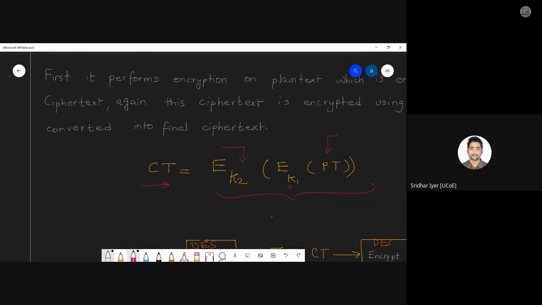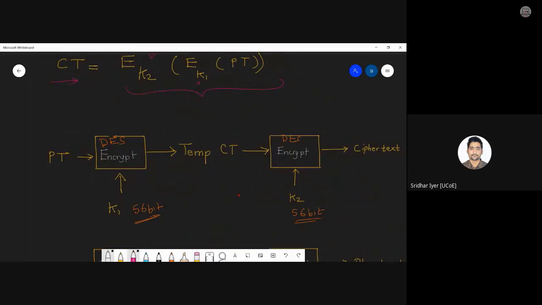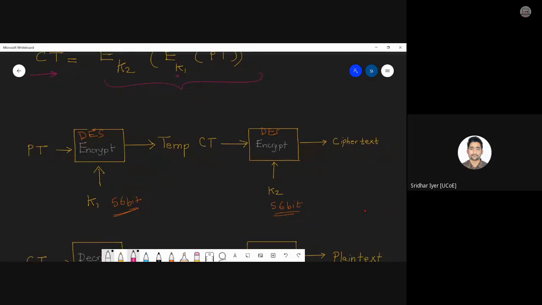Am I clear? So just have a look at this diagram. It's very simple. There's a plain text. We encrypt that using K1. Obviously, the key size is 56 bits. The temporary ciphertext which we get, we encrypt it again with another key of size 56 bit, that is K2. And after that, we receive the ciphertext. Very, very much simple, very much clear.